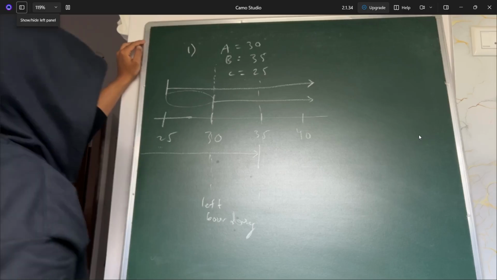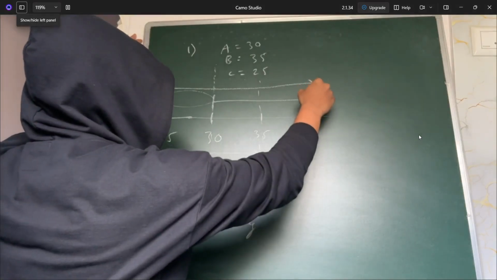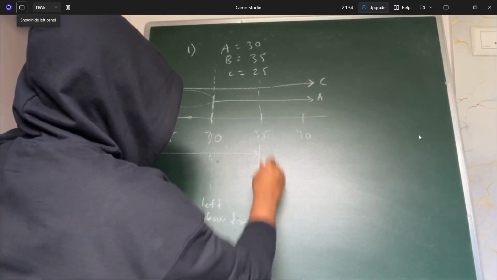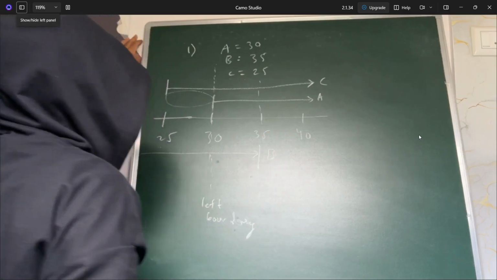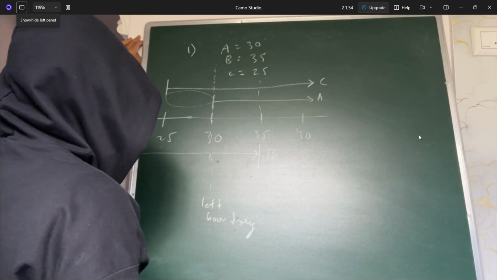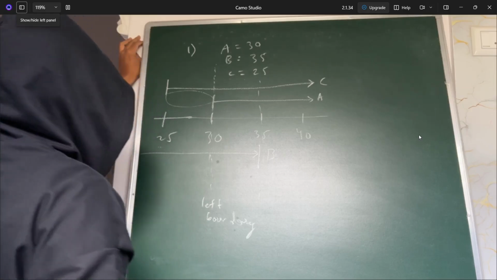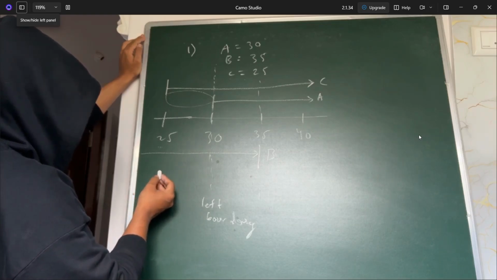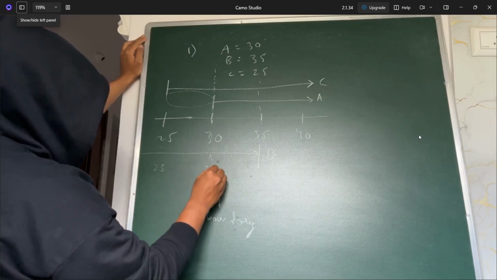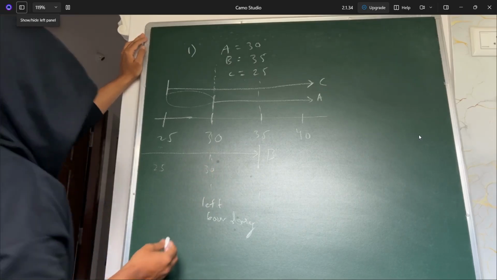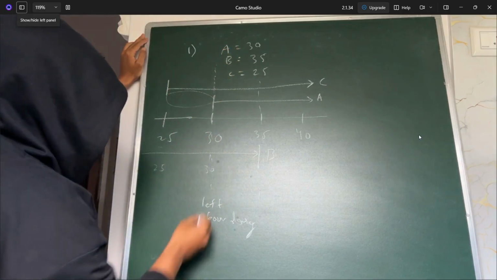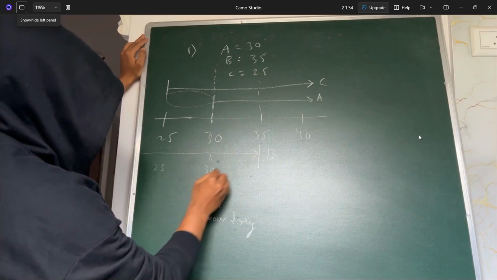But now if you see, A can go to infinity, and C can also go to infinity, but Bob is saying the temperature has to be at most 35 degrees, not greater than that. So in this case, Bob will agree to 25 as well. Bob will agree to 30 as well. Within Alice and Charlie, 30 was agreed, so this will also be agreed by Bob.